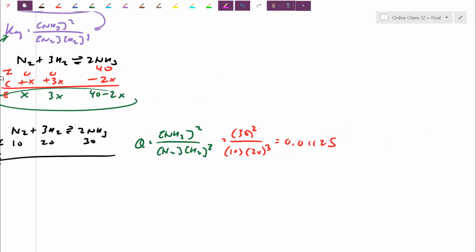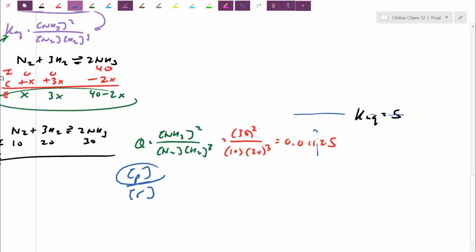Let's say the KEQ is supposed to be 5 at our temperature. Well, I notice my Q value is not big enough. Since Q is products over reactants, for my Q value to climb up and get closer and closer to KEQ, I need to increase the products. So therefore, my reaction would have to shift right, positive, minus, minus.